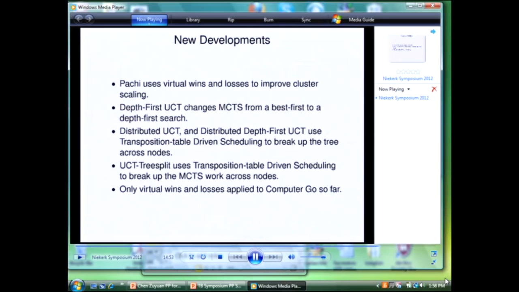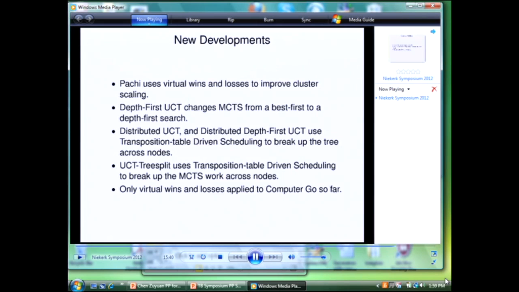While MCTS tree parallelization for multi-core systems has shown to scale very well up to a large number of nodes, cluster systems have not yet enjoyed the same success. However, recently there has been some new research into MCTS parallelization for cluster systems. Virtual wins and losses have been used to improve scaling on cluster systems, as demonstrated in Pachi, another open source MCTS engine for Computer Go. Depth First UCT modifies MCTS from a best first search into a depth first search, and takes advantage of the fact that MCTS tends to focus on promising parts of the tree considerably more than other parts.